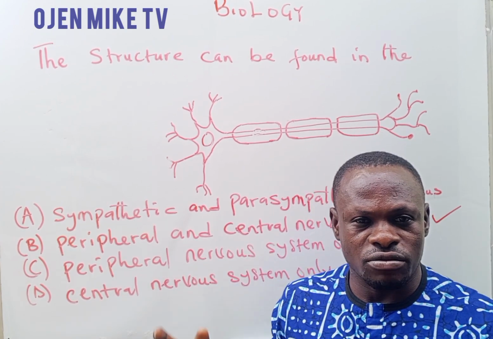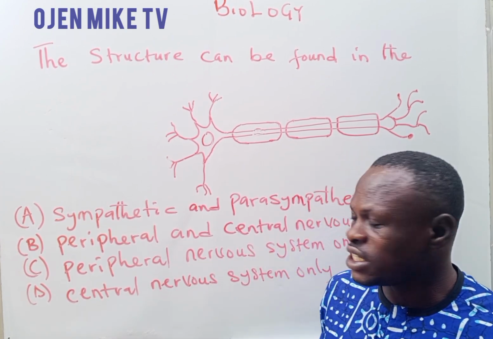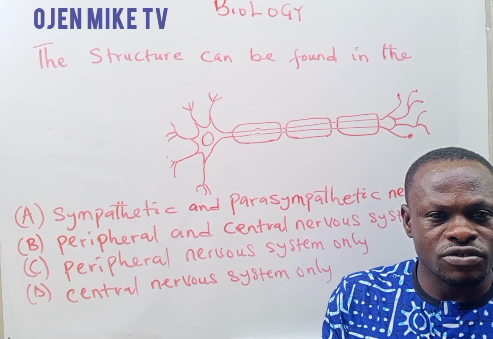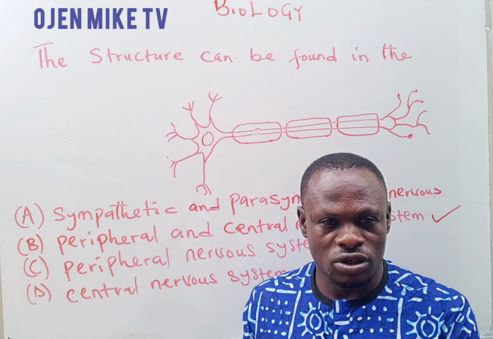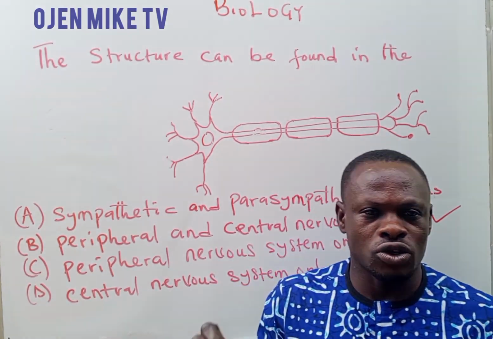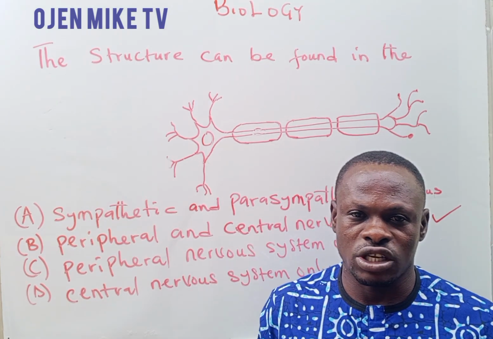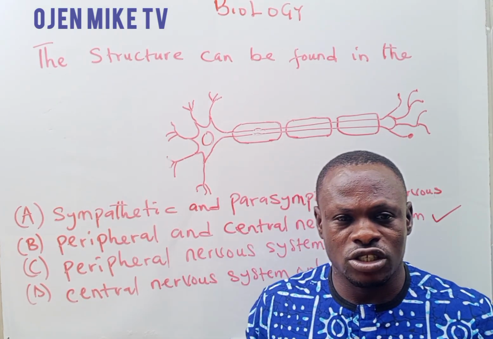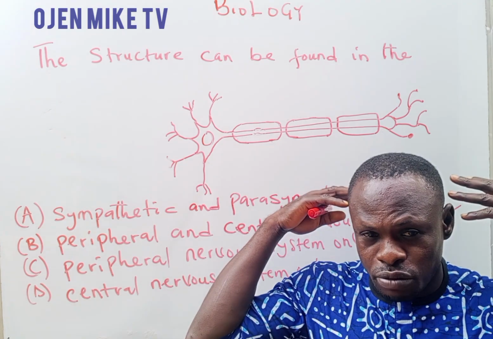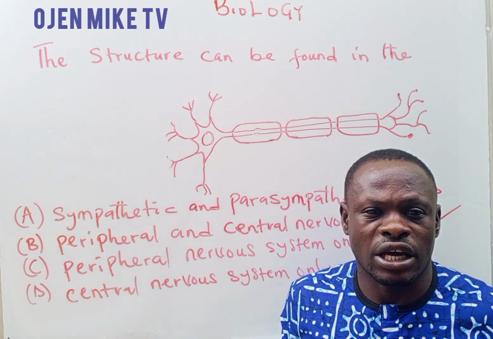Now what are these nerve cells? When we talk about nerve cells, they are also called neurons. Neurons are the basic unit of the nervous system that are responsible for the transmission of impulses within the body. Within the body means both the brain and our external body.